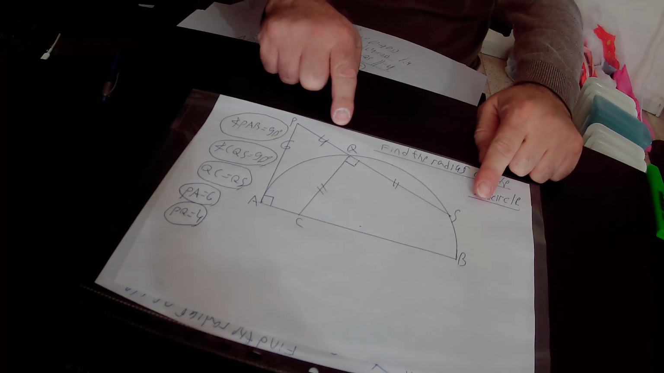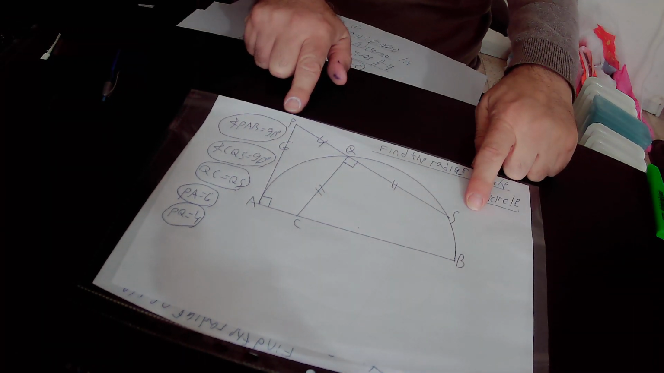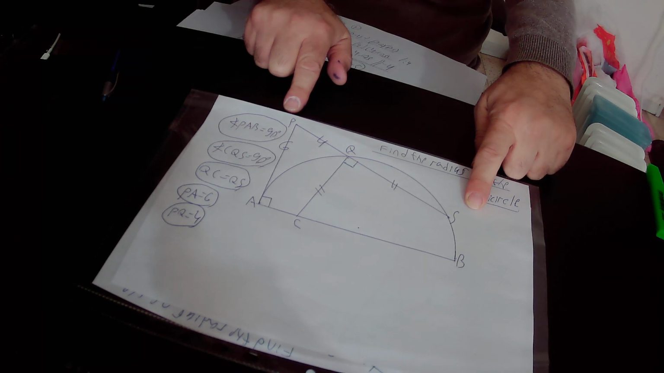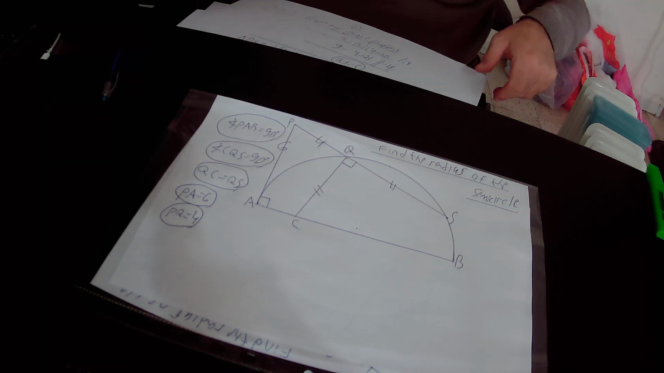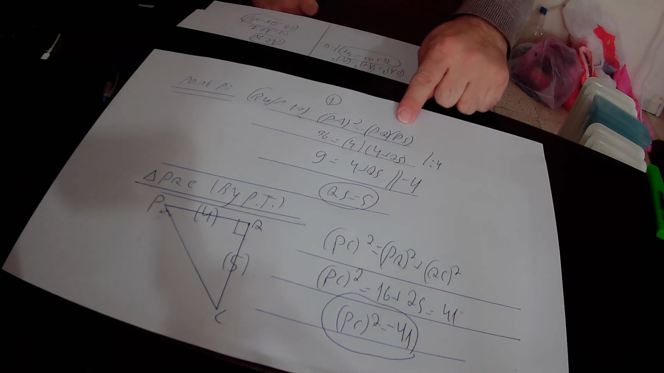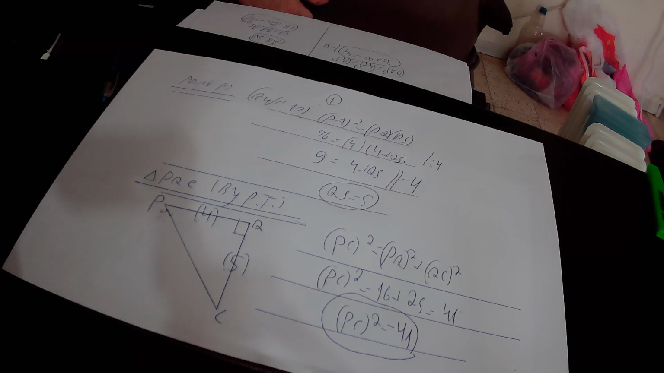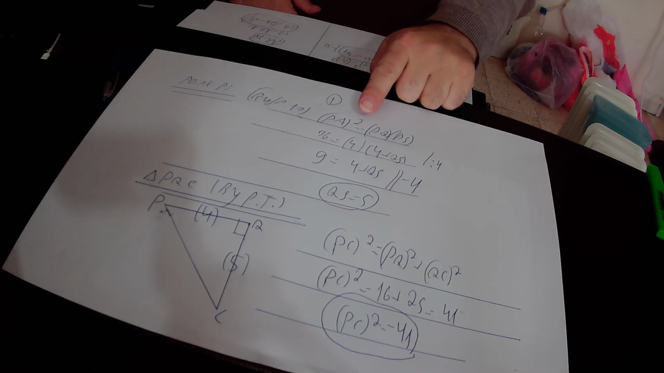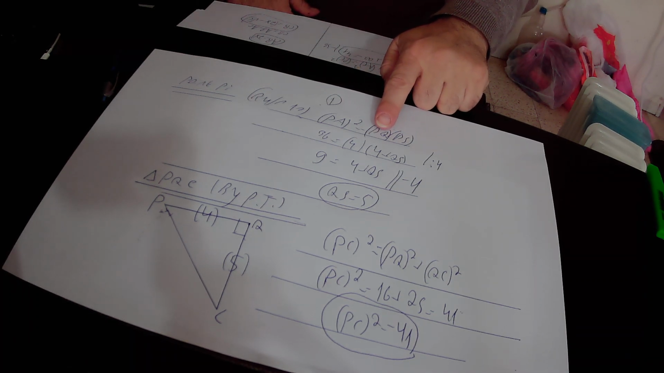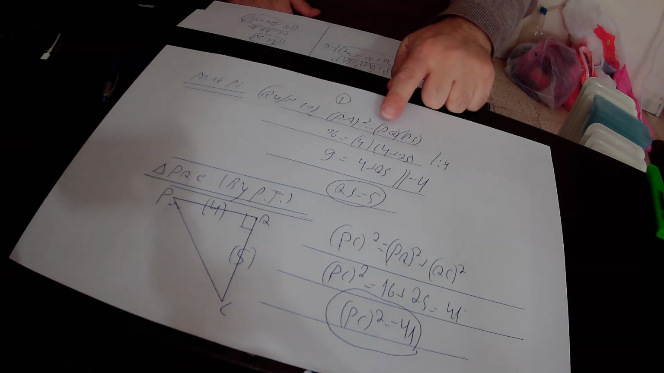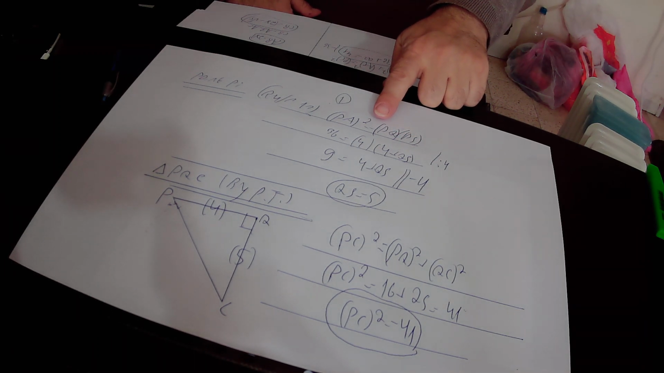In total, PS equals PQ plus QS. That is to say, PS equals PQ, that is 4, plus QS. So, in total, PS equals 4 plus QS. So we found that 36 equals 4 times (4 plus QS). Here, we divided this equation by 4.